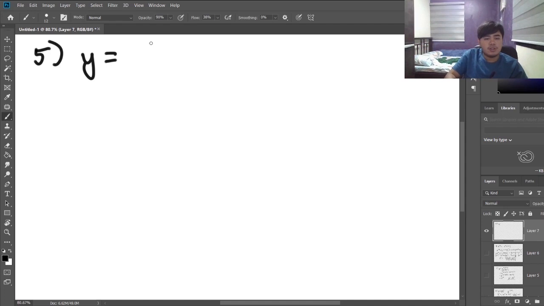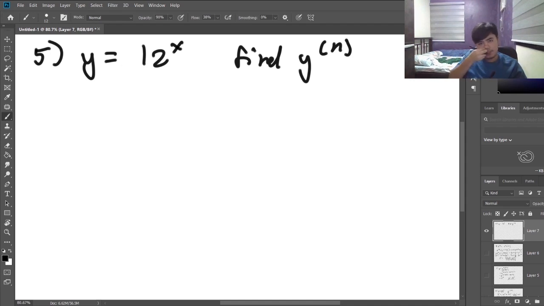Y is equal to 12 to the x. Find the nth derivative of y. So we need to find the general form of the nth derivative of y, so that when we insert n here, we get the nth derivative. So how does that work? We need to see e here. This is 12, not e. So how do we find e again?